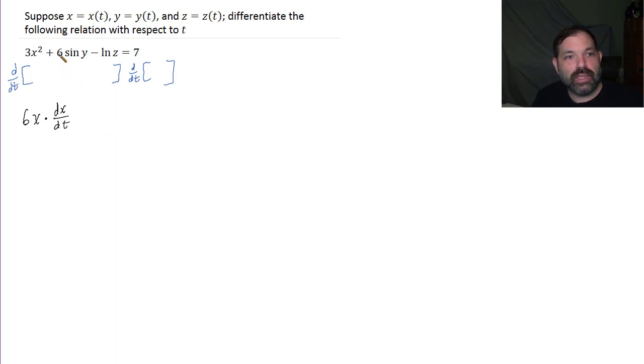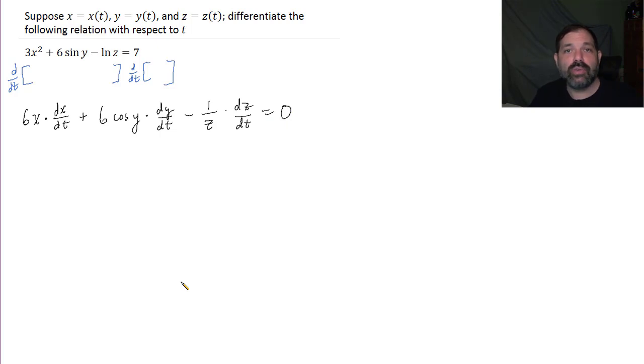d/dt of 6 sine y. That would be 6 cosine y times dy/dt. Minus the derivative of natural log z. That would be 1 over z dz/dt. Now the derivative with respect to t of 7 is still 0 because it's still a constant function. 7 is still constant, so its derivative with respect to any variable is 0.